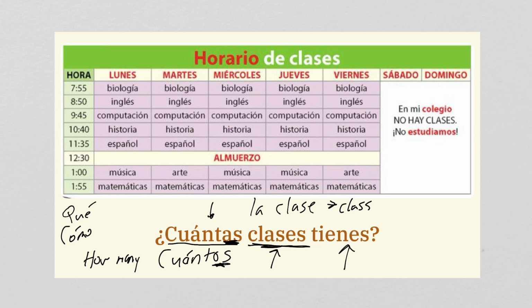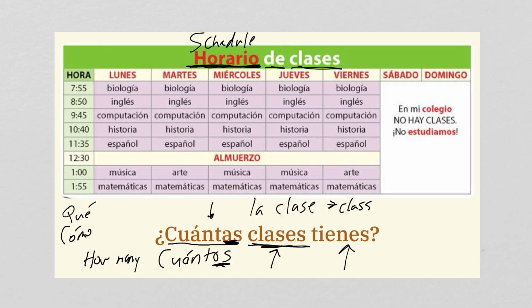So when we put it all together, it's asking how many classes do you have? When we're talking about these things, one of the basic things that we need to know is our horario. Remember that H is silent. It's horario. And our horario is our schedule. So it can be any kind of schedule. Specifically, de clases means it's our schedule of classes or our class schedule.